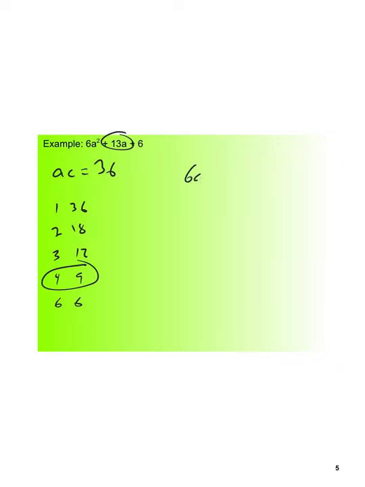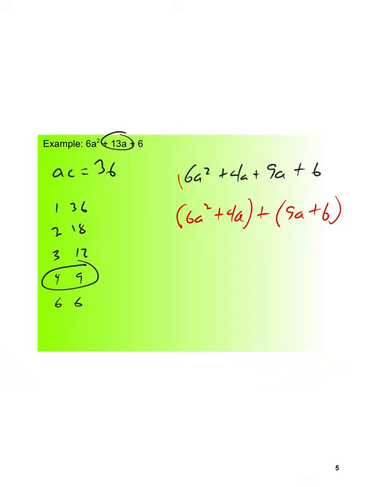So I'm going to rewrite this as 6a squared plus 4a plus 9a plus 6. And again, now I'll group them. I could have done this on the same line, but I'm just getting so used to putting the pluses there, so I'm just rewriting it like that. Technically, especially when it's all pluses, it's pretty easy to group right there as well. But if there are minuses in there, it's always going to be easier to just rewrite.